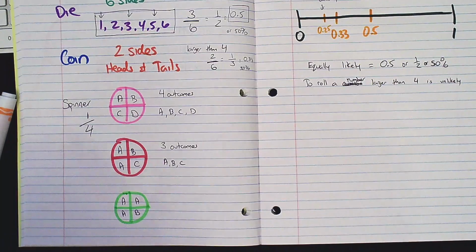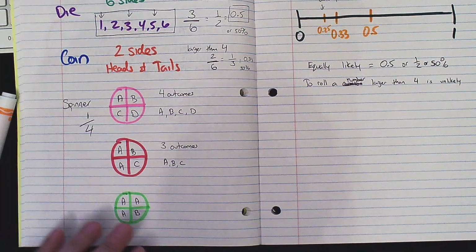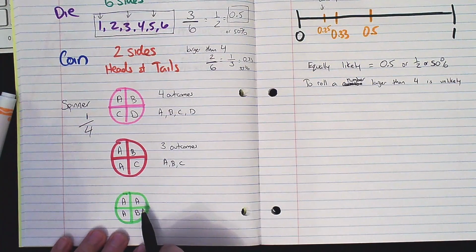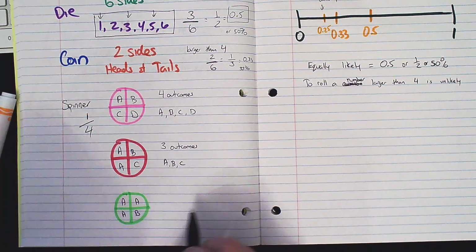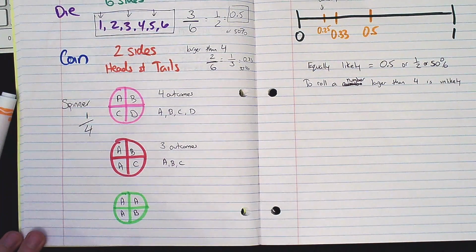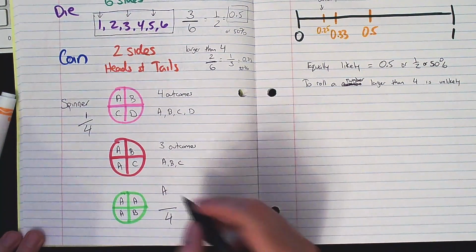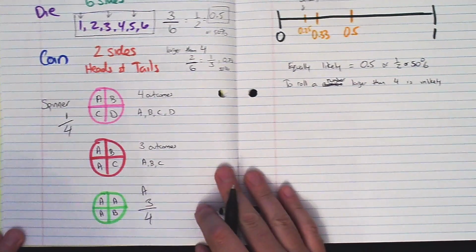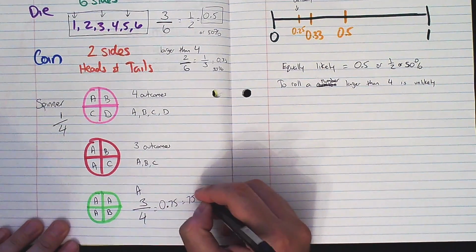Okay, here is another example of a spinner. And I'm going to ask you, what is the probability of you rolling an A? This is where it's going to be a little different than what I mentioned before. There are still 4 parts to this spinner, and to get an A, there are 3 of them. So your probability would be 3 out of 4, which equals 0.75, which equals 75%.